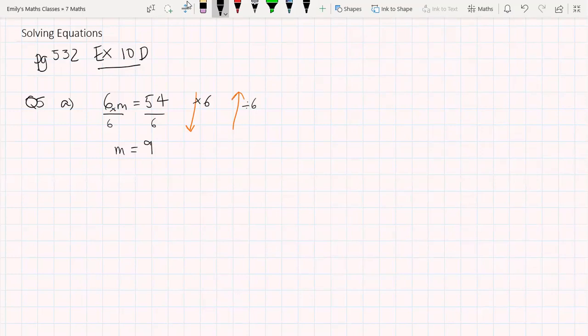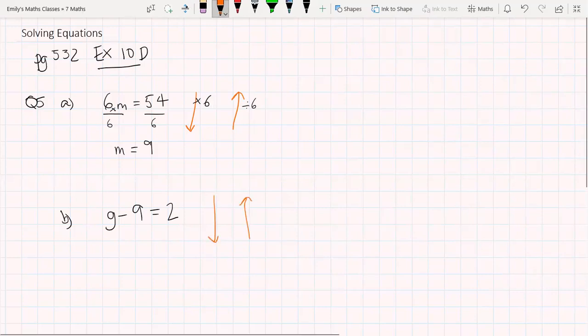Okay, so this is a one-step equation. Let's have a look at question B, another one-step equation. It says g minus 9 is equal to 2. Again, let's have a think about what happened to this equation and how we're going to undo it. So what happened to it?